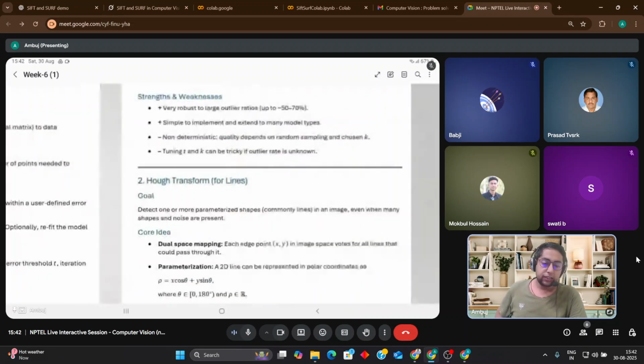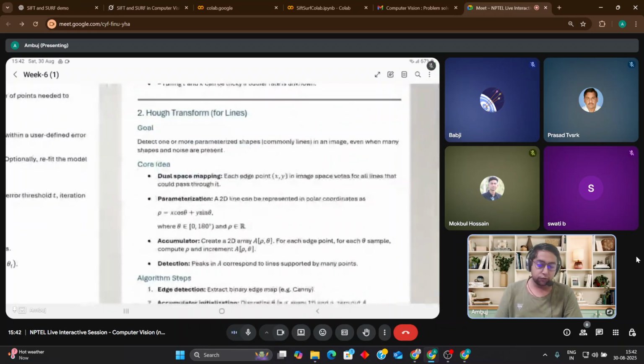Then strengths and weaknesses: it is very robust to large outlier ratios. It is simple to implement and extend. It is non-deterministic. Tuning the threshold T and K can be tricky if the outlier rate is unknown.